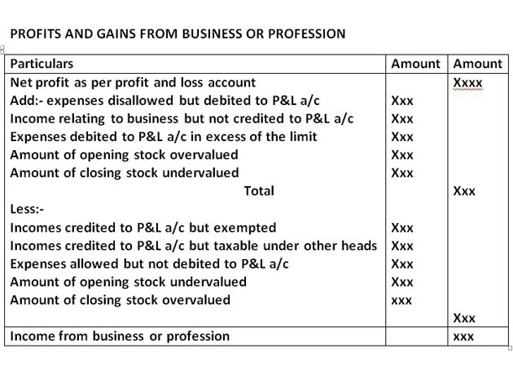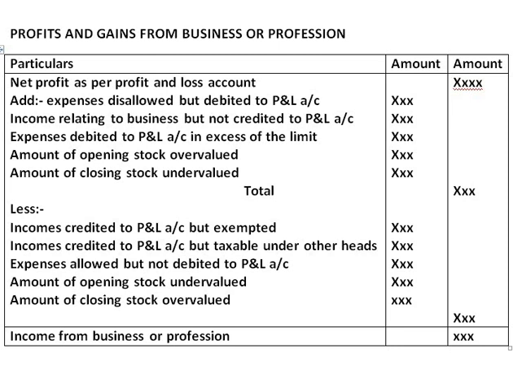An example of disallowable expenses which are debited to P&L account is donation. Donations to a political party or to any charitable trust are not allowed. Therefore, if donation is shown on the debit side of profit and loss account, that has to be disallowed. That means you have to add back the amount of donation to the net profit.